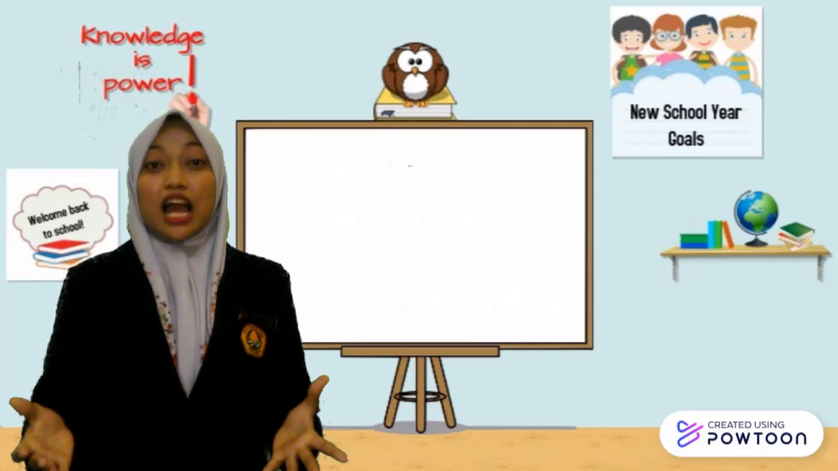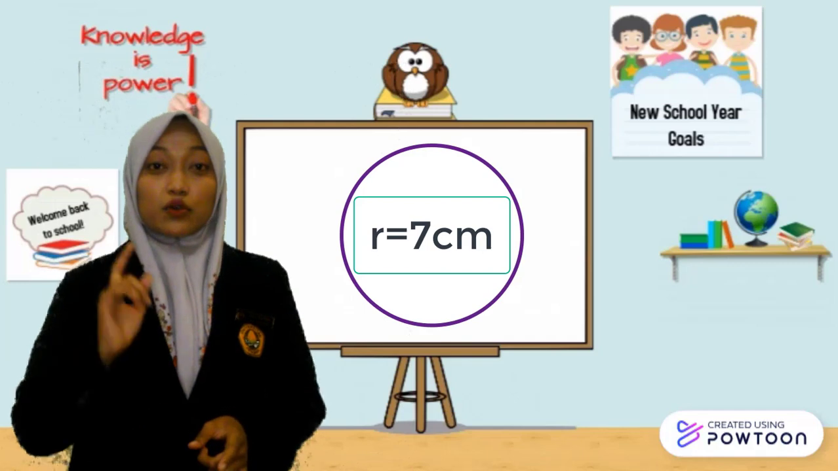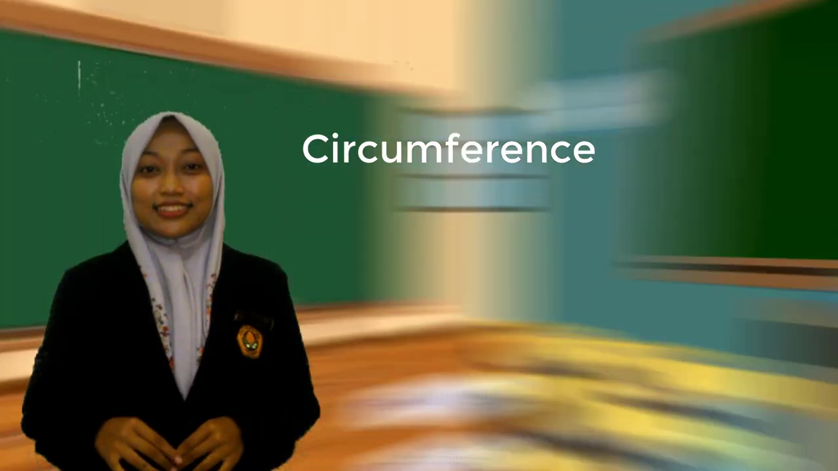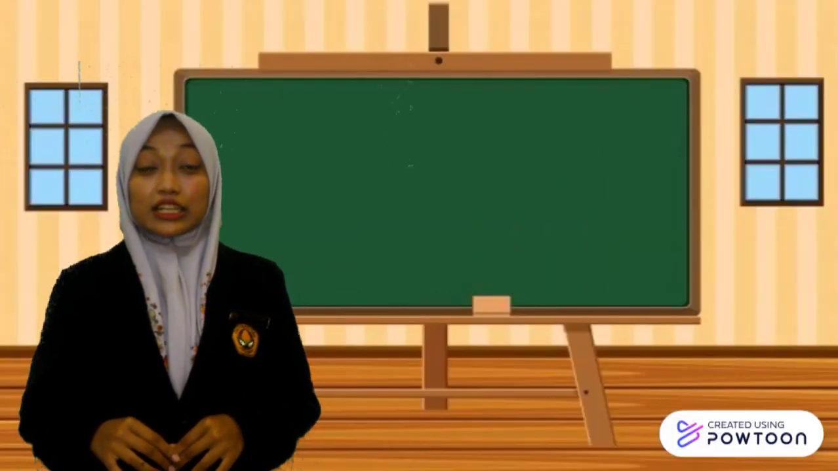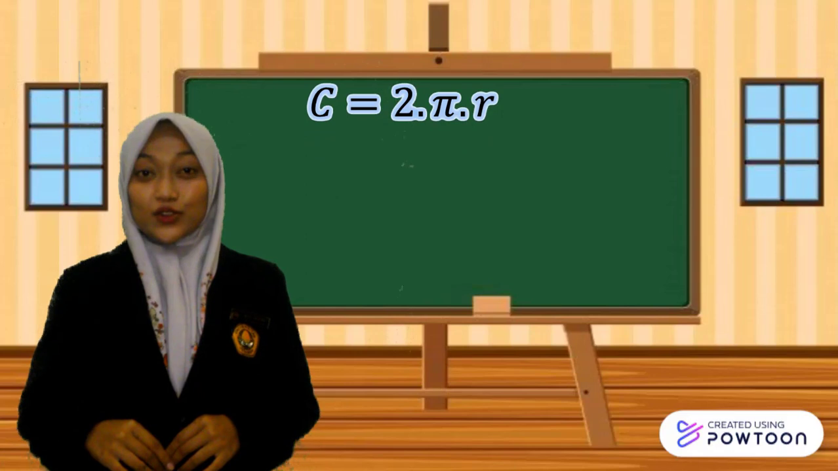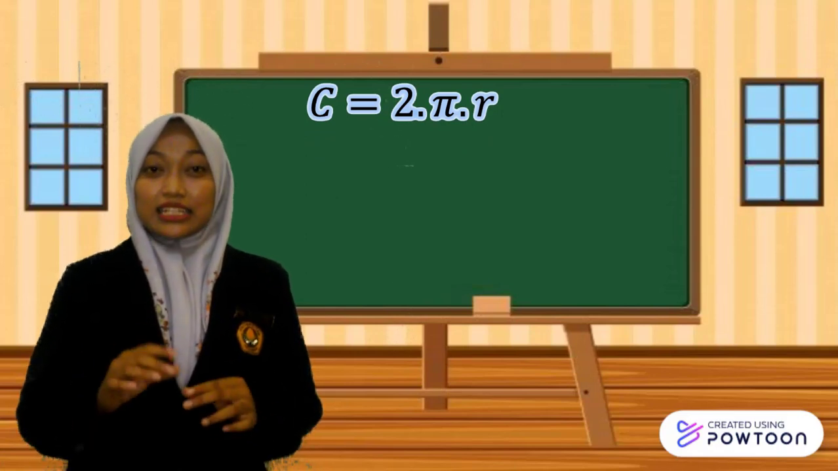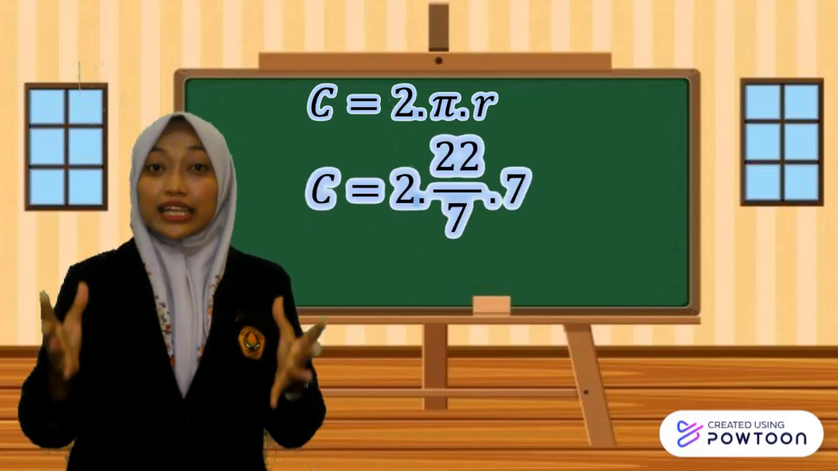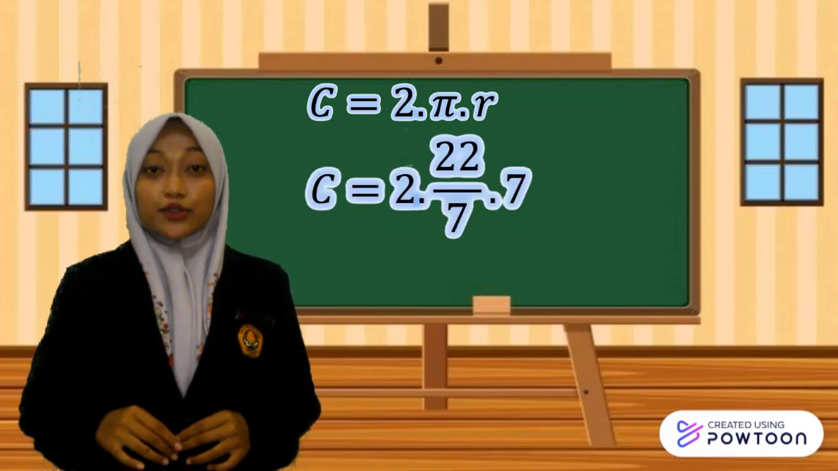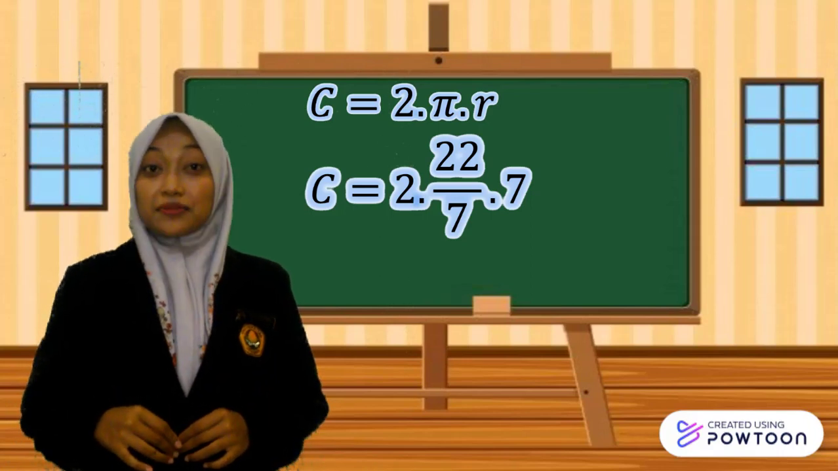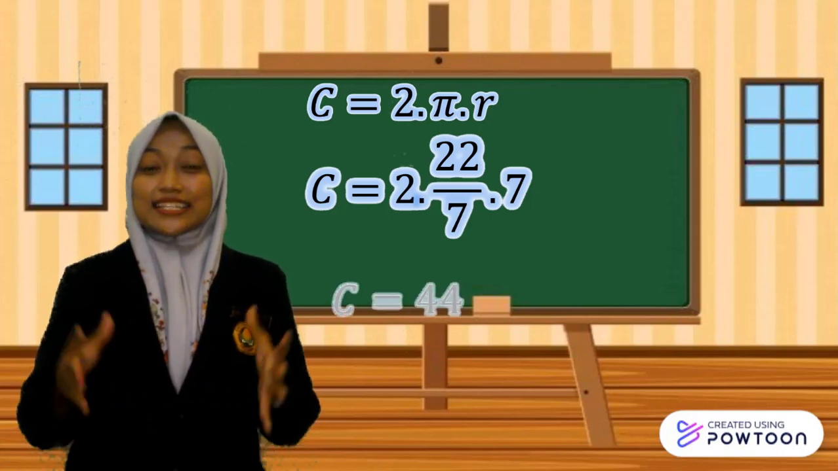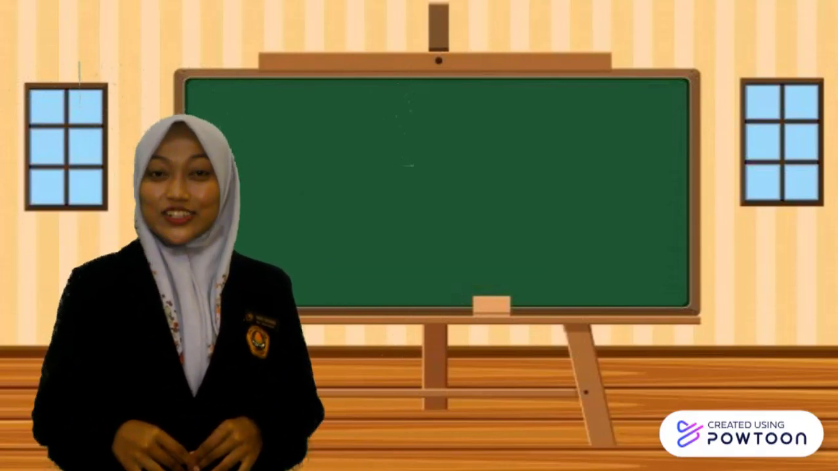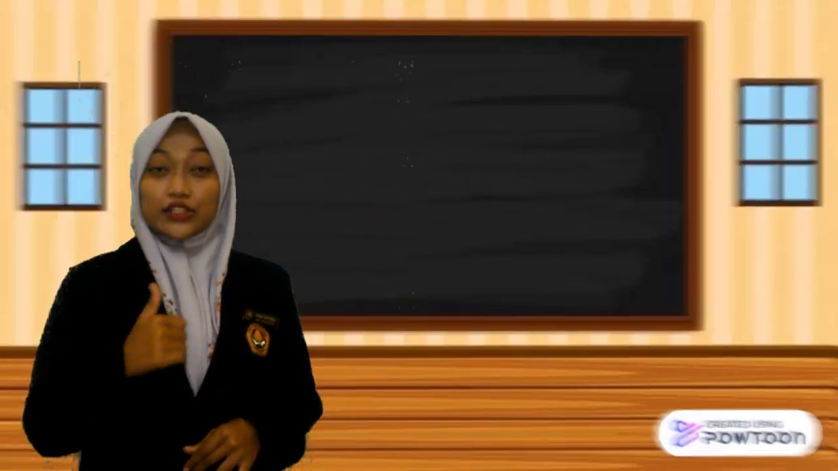For example, I have a circle whose radius equals 7 centimeters. What is the circumference? The circumference of that circle equals 2 times pi times radius. It means 2 times 3.14 times 7, or we can calculate it as 2 times 22 over 7 times 7. So the circumference of that circle equals 44 centimeters. Do you understand? Okay, good job.